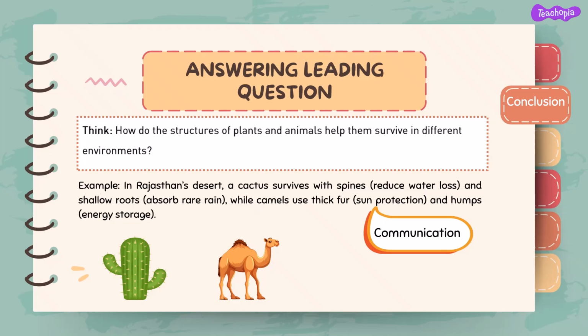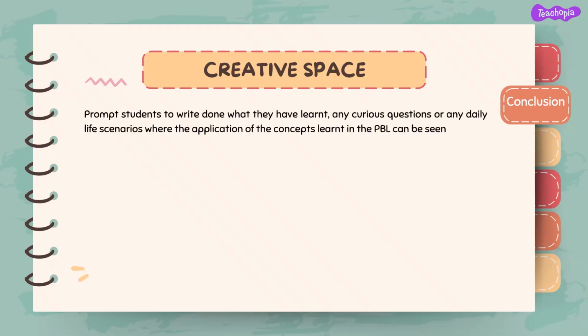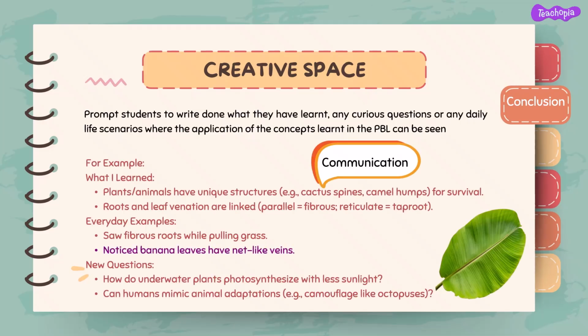Cactus has spines that help it conserve water, and camel has thick fur that protects it from the heat of the desert. Now comes the creative space. This space lets them express their learnings, thoughts, questions, and connect them to their daily life, like noticing parallel veins in banana leaves. In this space, they jot down new questions like, can humans mimic animal adaptations? Showing how PBL fuels lifelong curiosity.